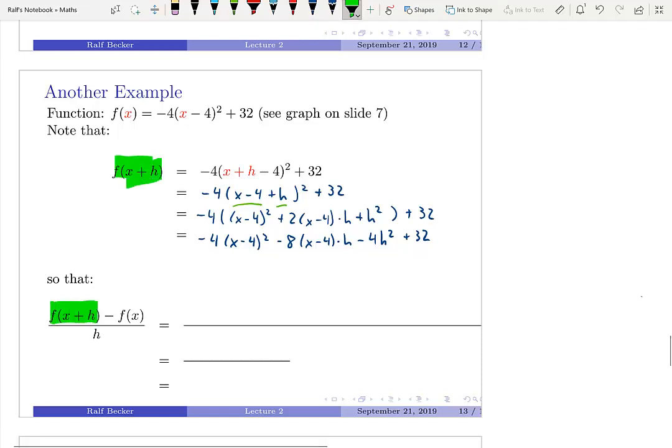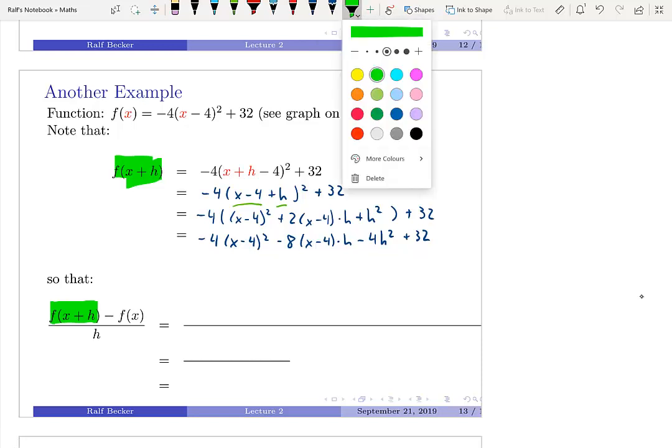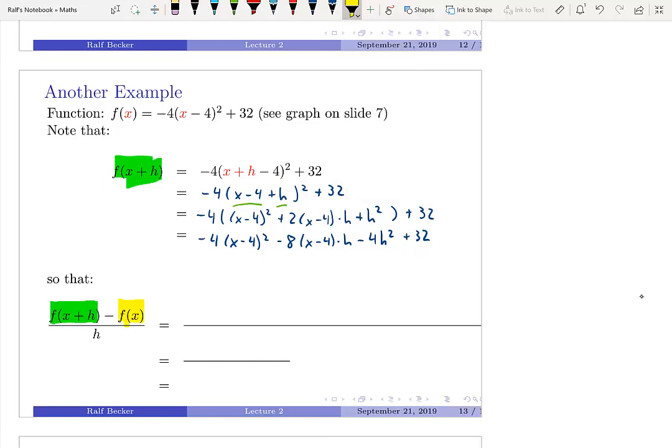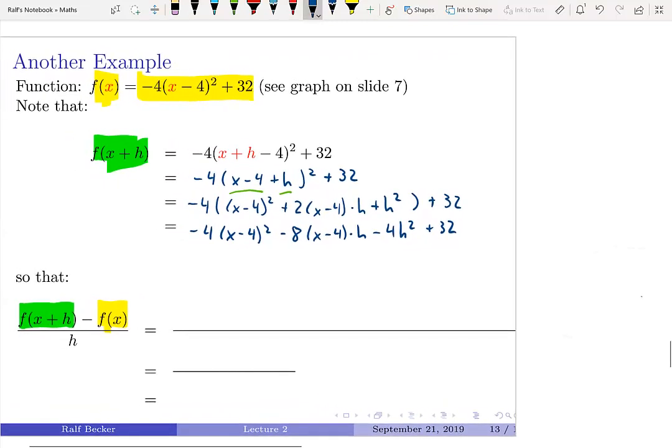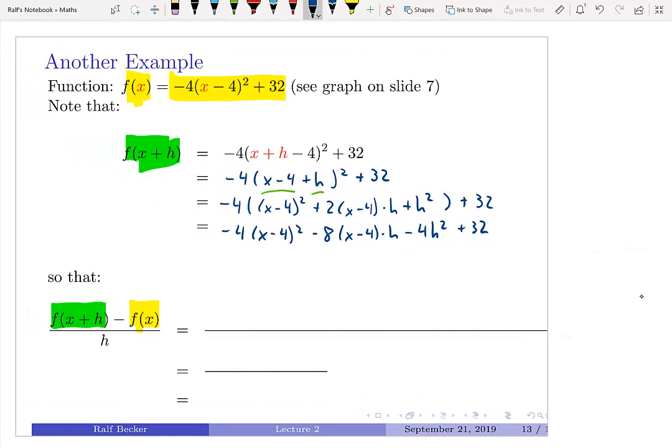Okay, so we have one part of our ratio here. What we now also need is the other function call minus f of x. Now f of x is just up here, that's our function, and that is pretty straightforward. It's just negative 4 times x minus 4 squared plus 32. So first I'll replicate what we calculated to be f of x plus h. This is this longish term here, that's just replicating what we calculated above.